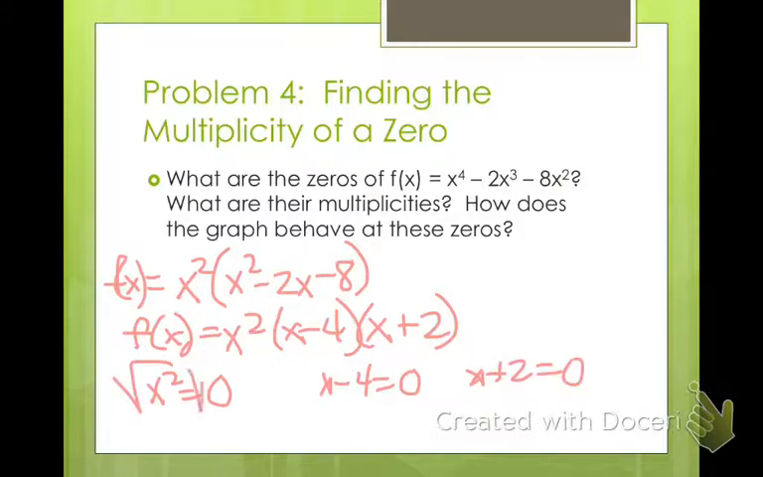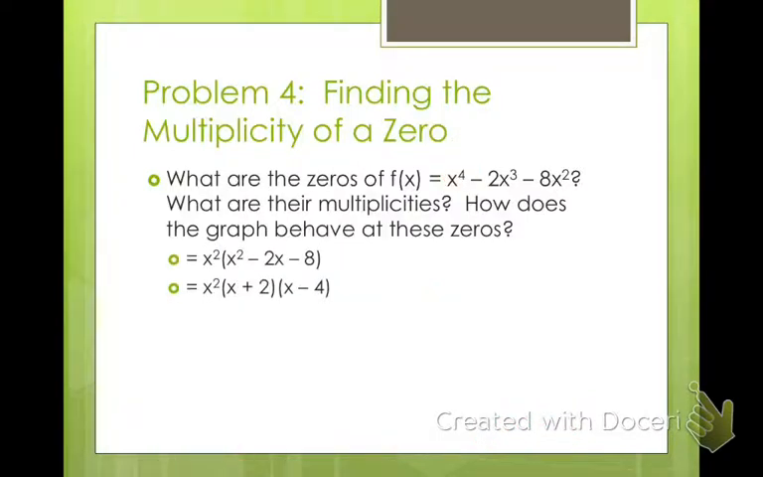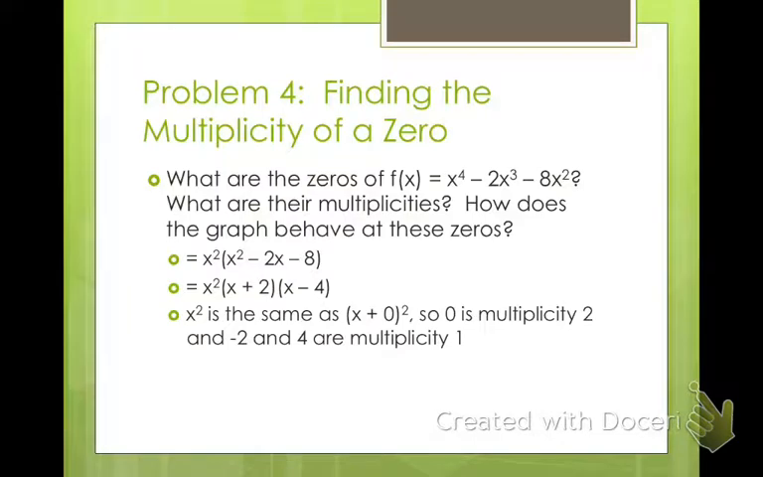The first one, take the square root. The square root of 0 is 0, but technically I have two zeros because I would have a positive and a negative 0. So this would be our multiplicity. x equals 4 and x equals negative 2. Since it's x to the 4th power, we should have 4 solutions. 1, 2, 3, 4. So 0 is a multiplicity of 2, and negative 2 and 4 are both multiplicity of 1. So they only have 1 zero.